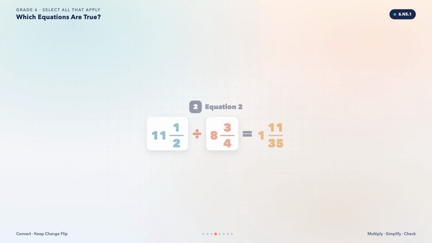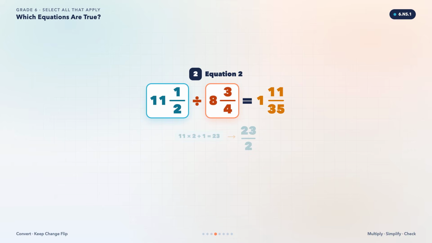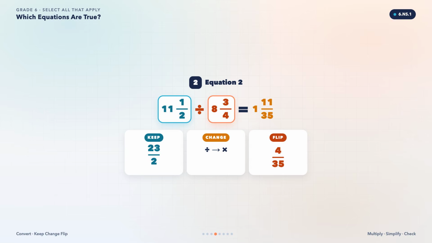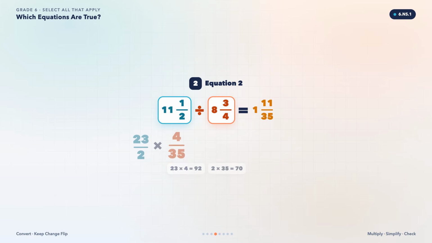Equation 2. 11 and 1/2 divided by 8 and 3/4 equals 1 and 11/35. Convert both. 11 and 1/2. 11 times 2 is 22, plus 1 is 23, so 23 halves. 8 and 3/4. 8 times 4 is 32, plus 3 is 35, so 35/4. Keep 23 halves. Change division to multiplication. Flip 35/4 to 4 over 35.